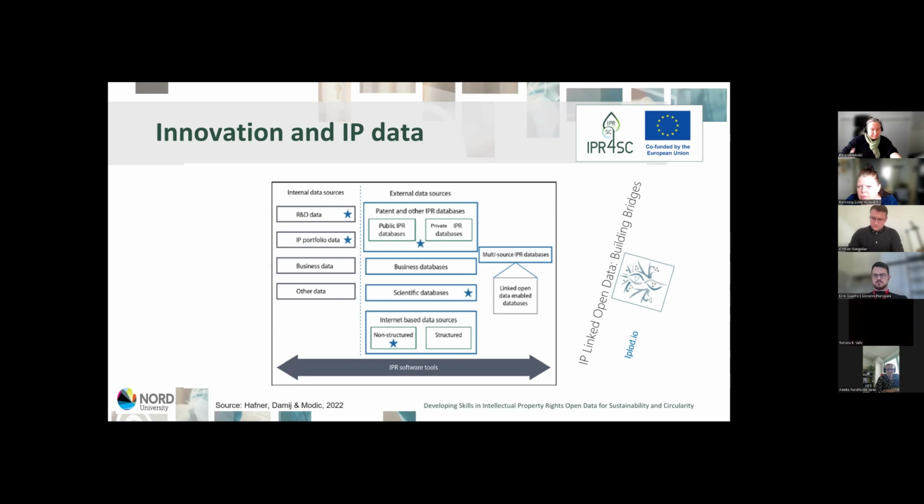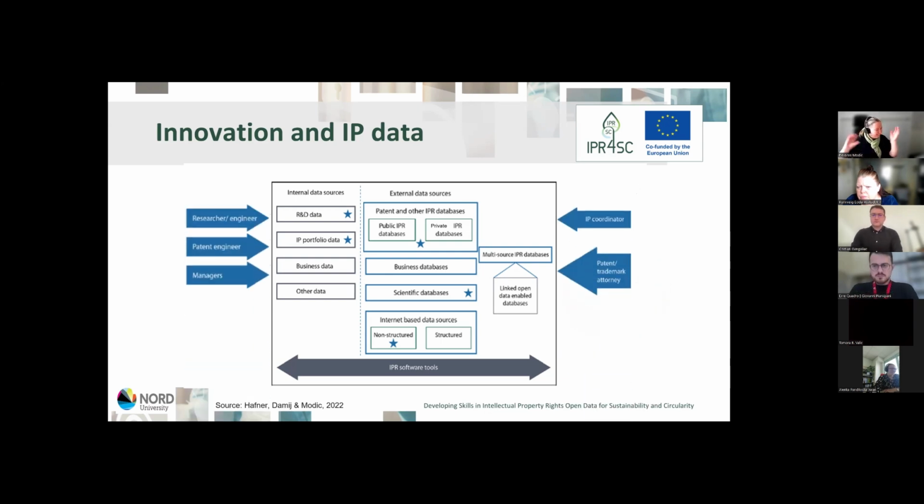And then, of course, all of these can be supported, integrated into diverse IPR software tools, right? But it's always about people, isn't it? I'll talk about augmented intelligence in the end, but in the end, it is always about the people behind it. And these types of data are of interest to a variety of diverse stakeholders, right?